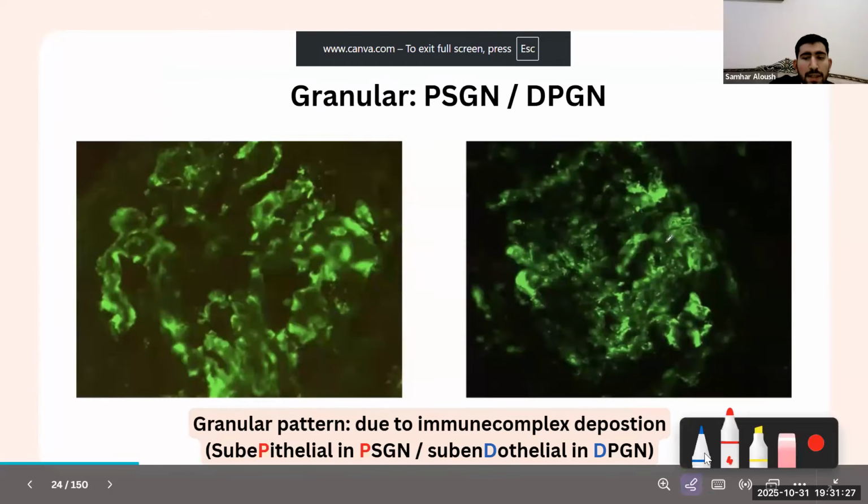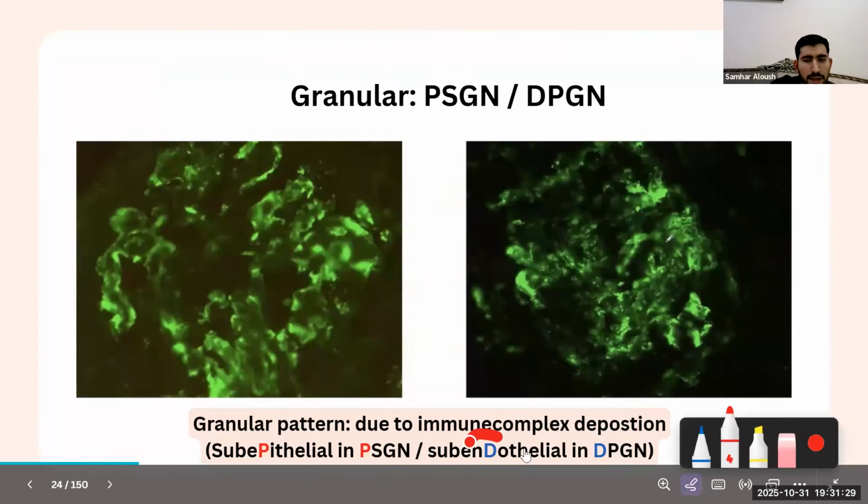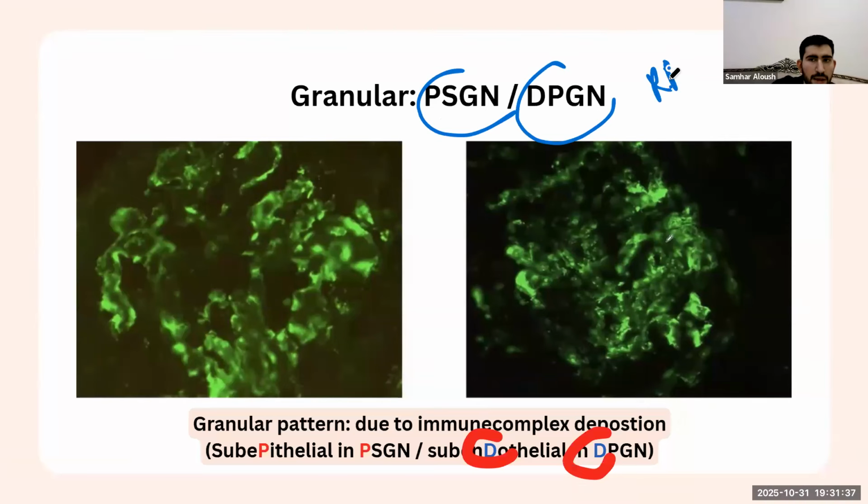Yeah, here. If it's subendothelial, then it's DPGN. If it's subepithelial, then it's PSGN. These, PSGN and DPGN, are considered rapidly progressive glomerulonephritis, which give you crescent formation. You just memorize the pictures.